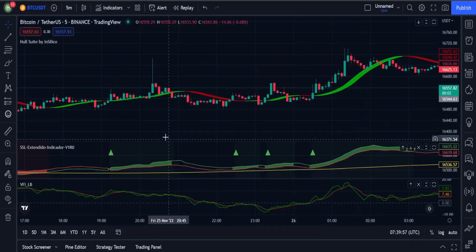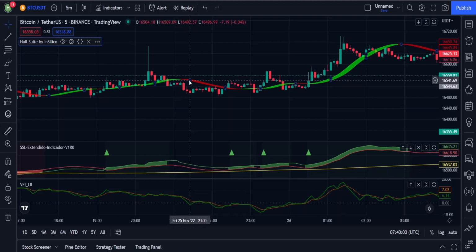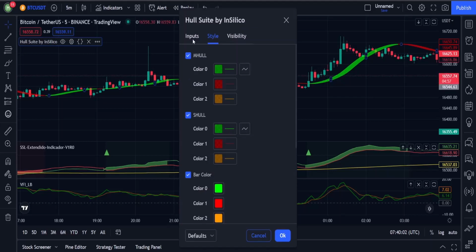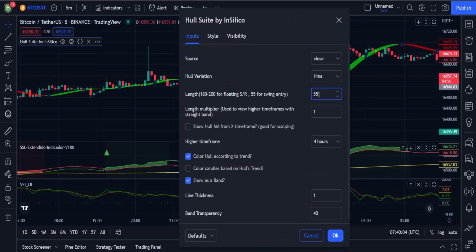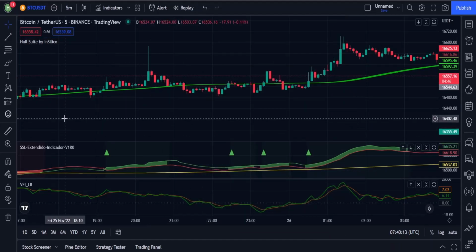Now we will change settings for these indicators. First of all, we will access the settings for the Whole Suite indicator. In the input section, we will change the length from 55 to 100 and the length multiplier from 1 to 3. This is going to be it for this indicator. We're not going to change the settings on the SSL indicator. All the inputs will stay on default.